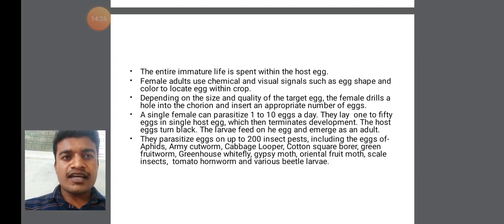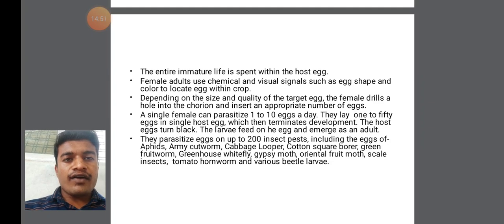A single female can parasitize 1 to 2 eggs a day. They lay 1 to 50 eggs in a single host egg, which then terminates the development. The host eggs turn black. The larvae feed on the egg and emerge as adults.